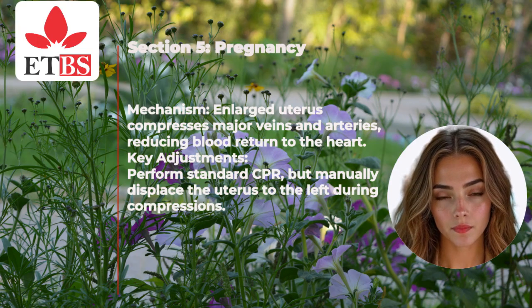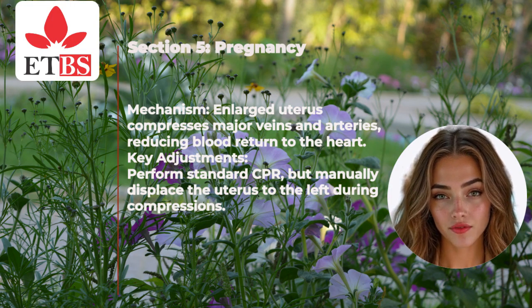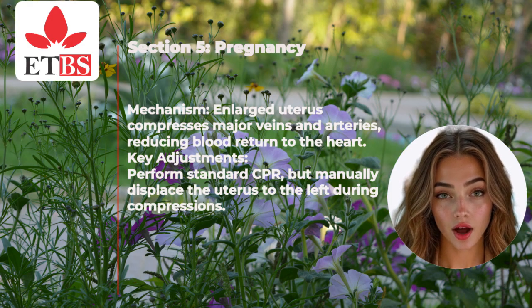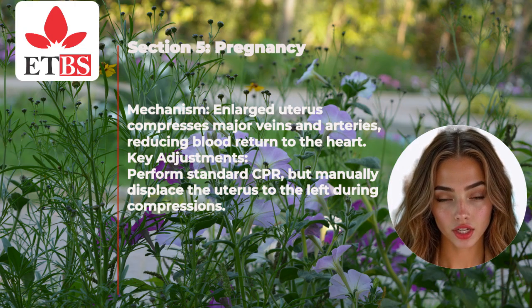Key adjustments. Perform standard CPR, but manually displace the uterus to the left during compressions. If advanced care is available and no ROSC within 4 minutes, initiate perimortem cesarean to improve survival chances of both mother and baby. Positioning. If possible, tilt the mother 15 to 30 degrees to the left to relieve pressure. Case study. In a hospital setting, a pregnant woman at 32 weeks gestation was arrested during a seizure. Left uterine displacement combined with rapid advanced interventions resulted in both mother and baby surviving.